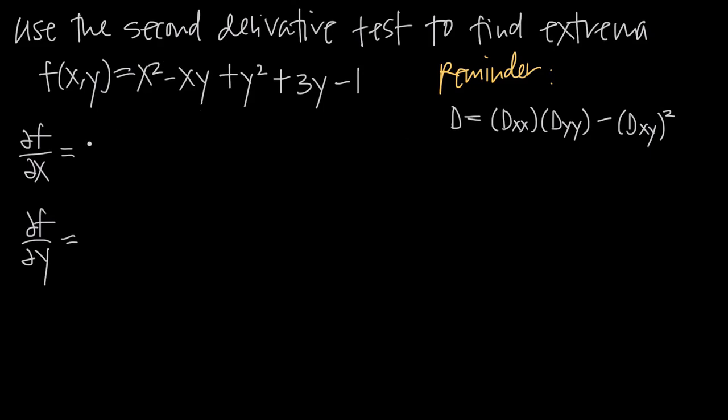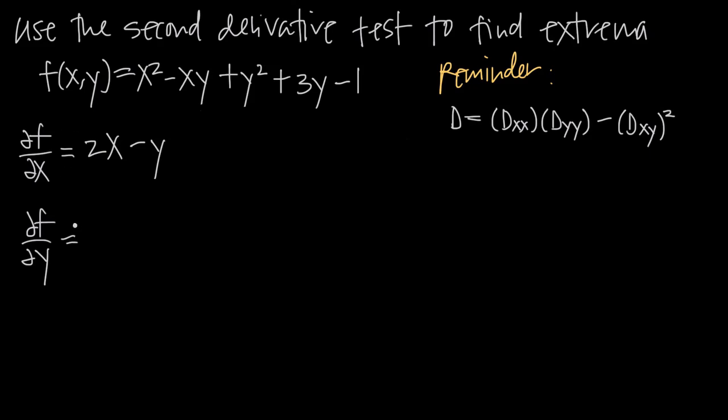So the derivative of x squared is just going to be 2x. The derivative of negative xy, remember that y is a constant, so that acts like a coefficient on this negative x value here, so the derivative then is just negative y. Because there's no x variable involved in the y squared plus 3y minus 1 terms, these derivatives are all going to be 0. So this then is the partial derivative of f with respect to x.